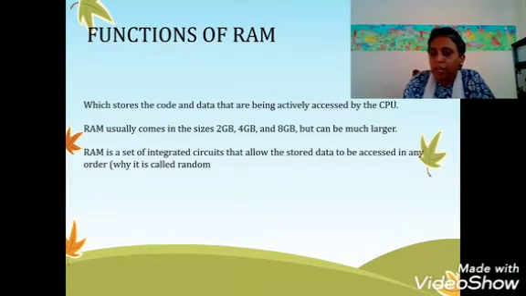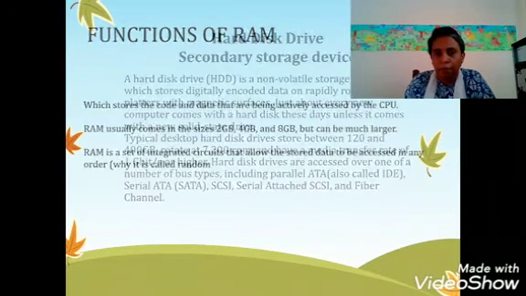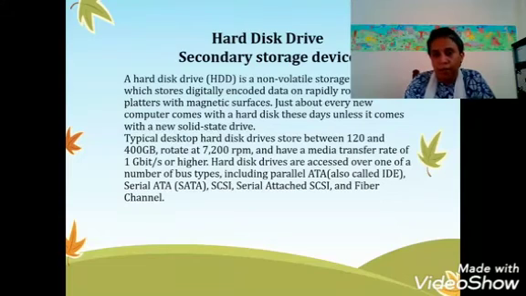RAM is a set of integrated circuits that allow the stored data to be accessed in any order. That's why it's called random access memory. Now, the hard disk drive is a secondary storage device.